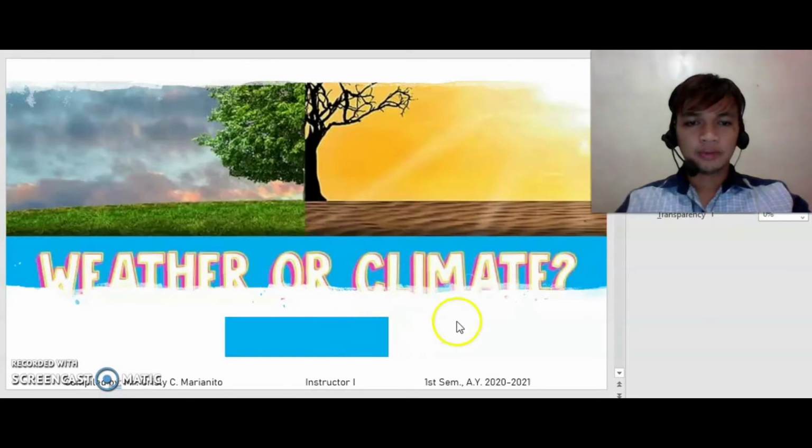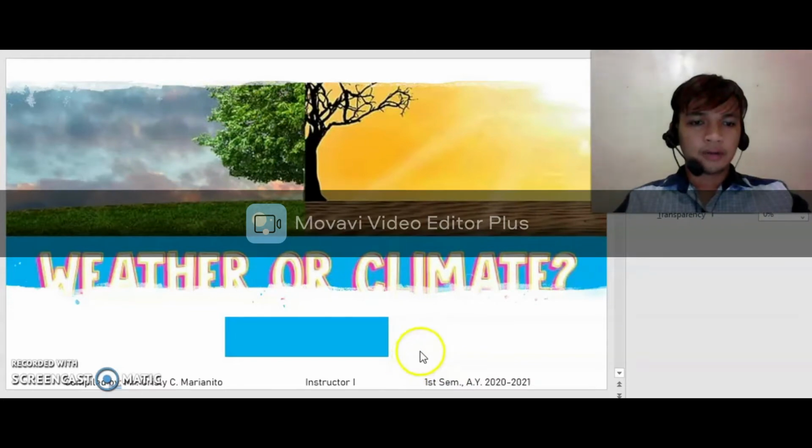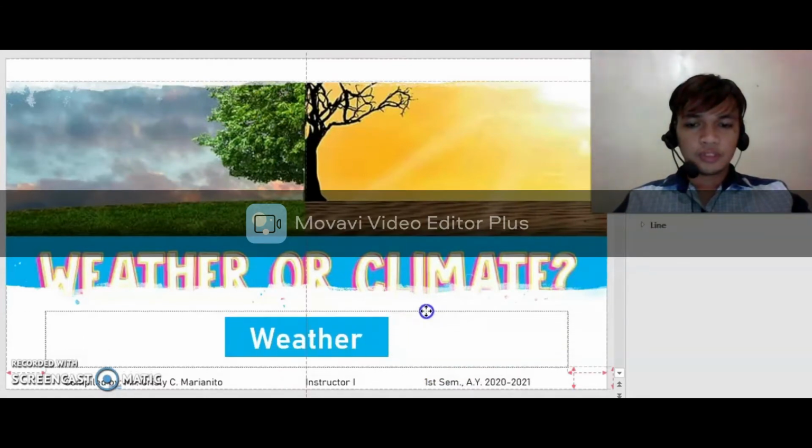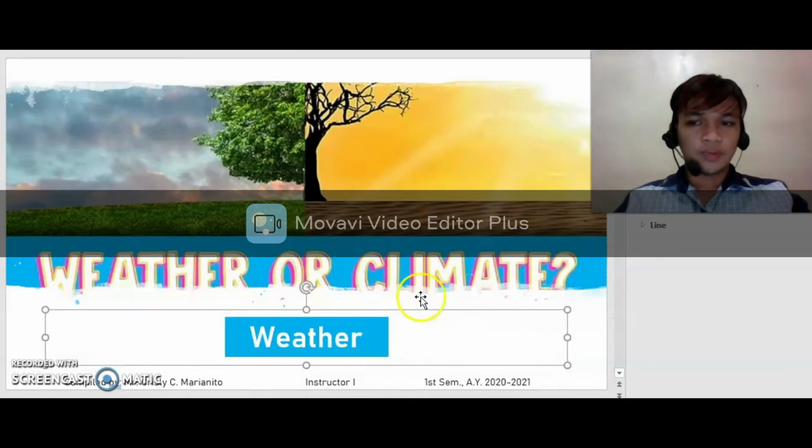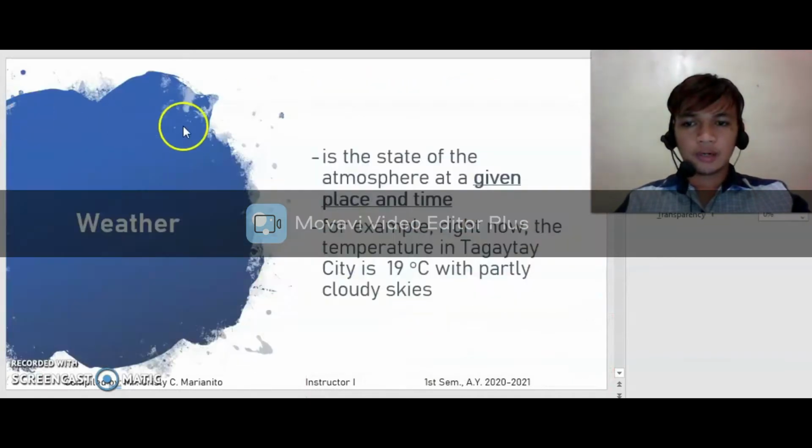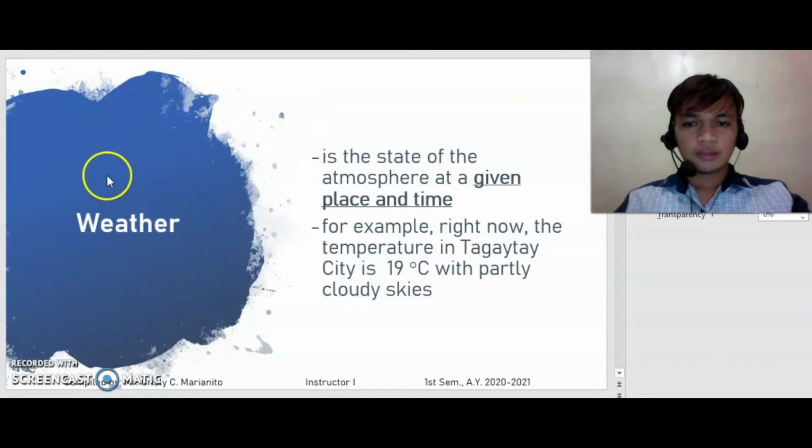Now, going back to my question, what do you think is this? You just base your answer on your current observation in this data or images. So, this is an example of weather. Now, what is weather? Weather is the state of the atmosphere at any given place and time.